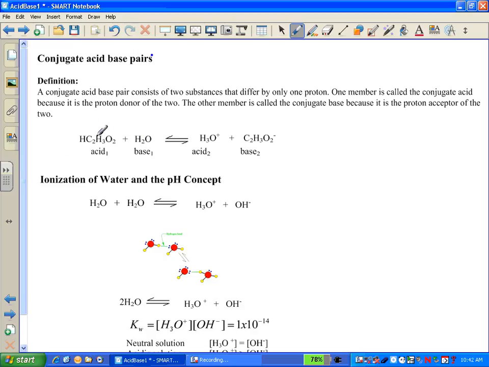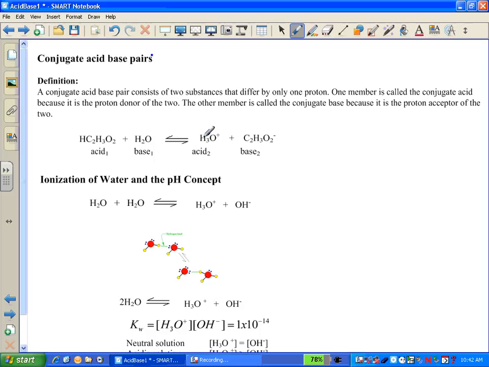This acid molecule differs by 1 proton from the acetate ion on this side. So they are an acid-base pair, and they are related to one another by 1 proton. This is the acid in the pair because it has the extra proton, and this is the base in the pair.